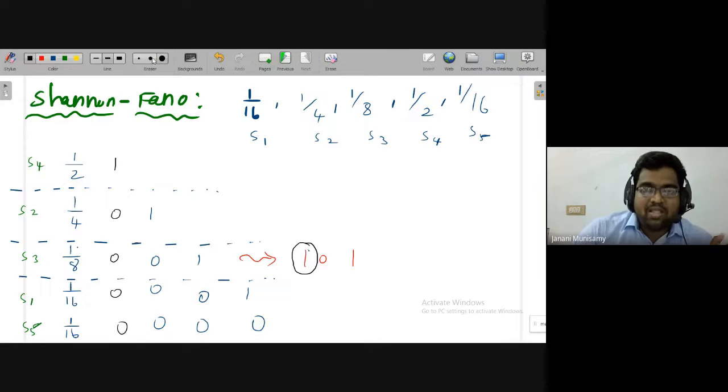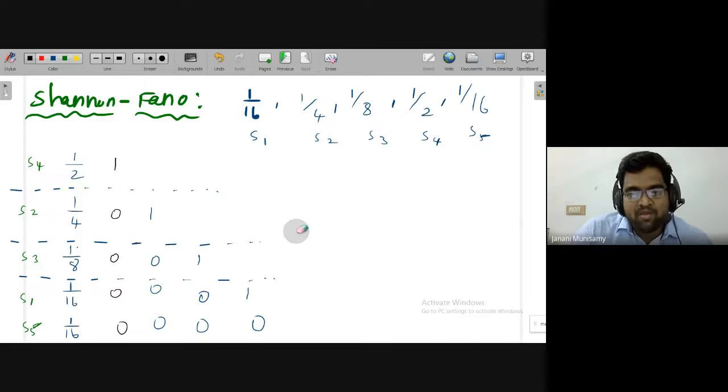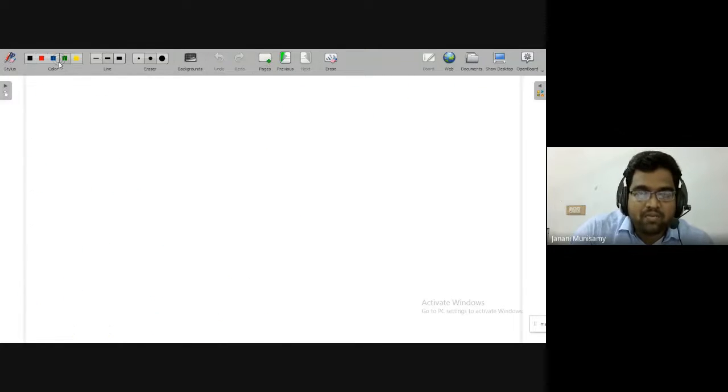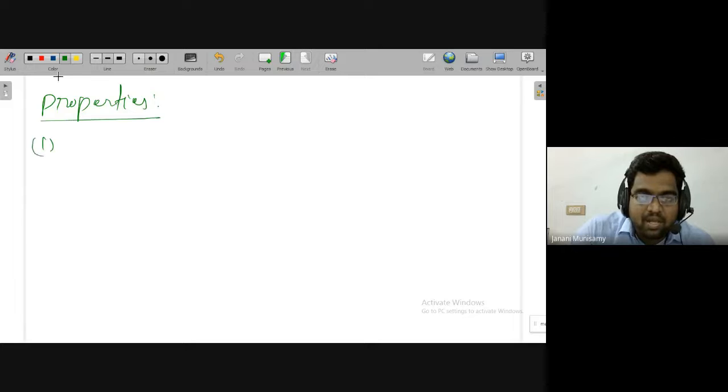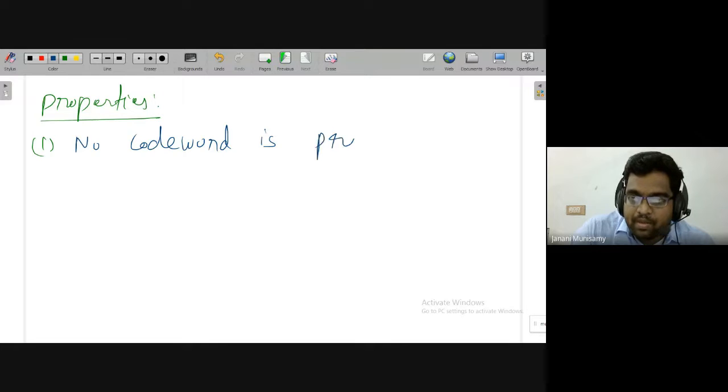Okay, so to avoid this confusion, no code word should be the prefix of another code word. That is the main thing. Okay, what are the properties of code word? Now I'll write the properties of code word. Properties. There are two properties. In that, the main property is no code word is the prefix of another code word.